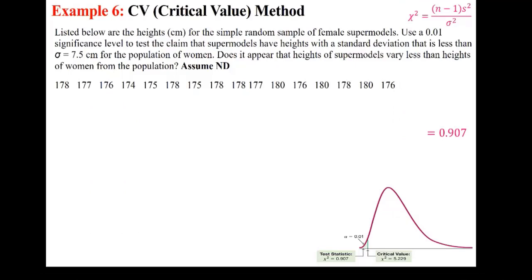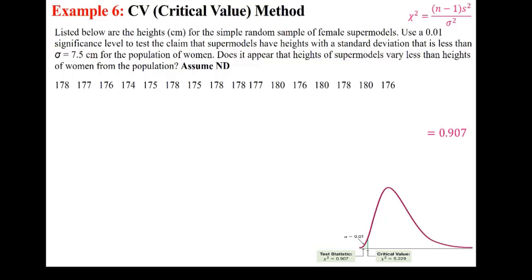Listed below are the heights in centimeters for the simple random sample of female supermodels. Use a 0.01 significance level to test the claim that supermodels have heights with a standard deviation that is less than sigma equals 7.5 centimeters for the population of women. Does it appear that heights of supermodels vary less than heights of women from the population?